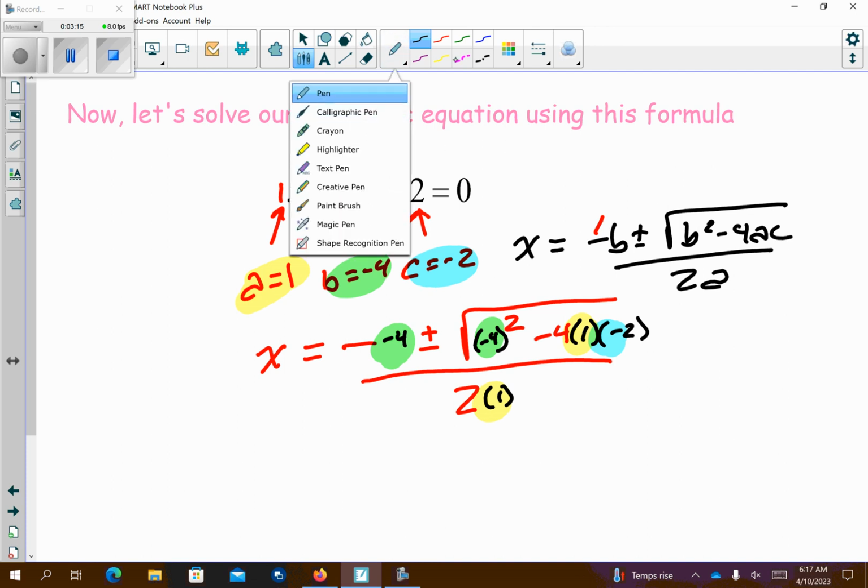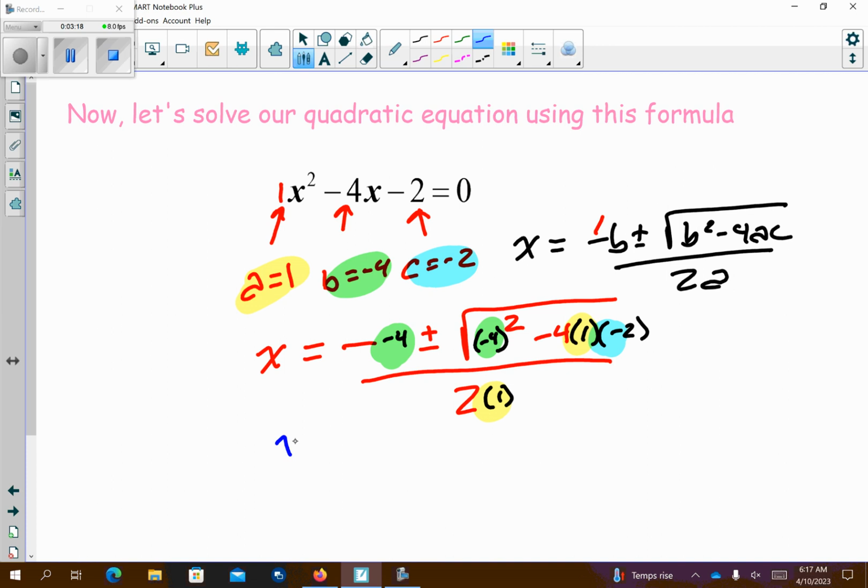So let's go a little bit further with this problem and start cleaning it up. A -4 means I have a +4. Plus or minus means there's going to be 2 answers. That plus minus means 2 answers will be a result of this. So -4 times -4 is +16. And then this is a whole bunch of multiplication. -4 times 1 is -4. -4 times 2 is +8. And then all divided by 2 times 1, which is just 2.